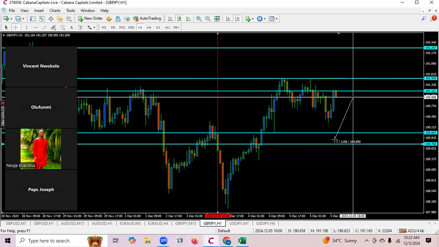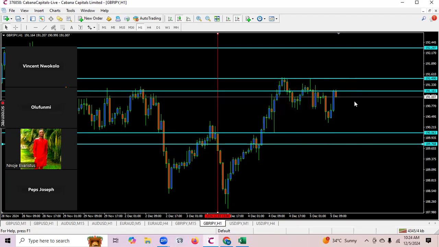So that's my take on GBPJPY. If you want to take a trade on GBPJPY, it should be a sell. And if a 4 hour candle breaks out from this high, then you would expect more bullish move on GBPJPY. But at the moment, GBPJPY is still bearish. I hope that is clear. Which other pair do you want us to look at? Let me know in the comment section.